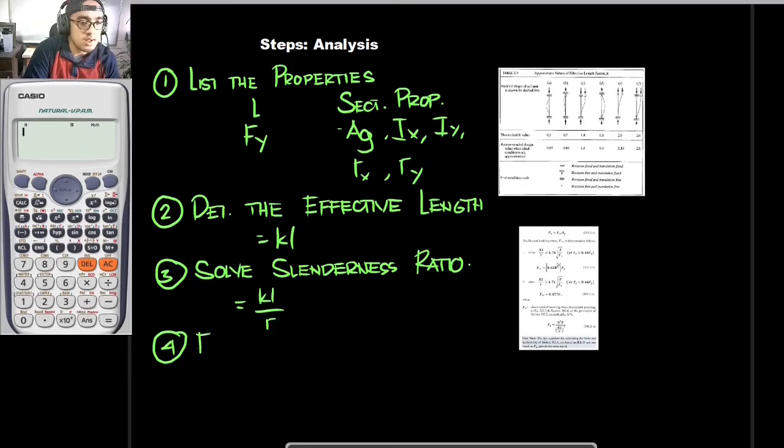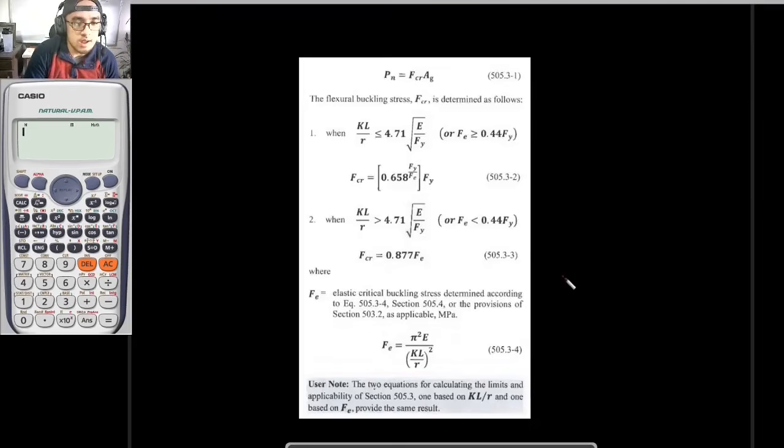stress. So, elastic critical stress. And how can we solve for that elastic critical stress right there? It would be this certain formula right here. So, this is it. And if you can see here, your elastic critical buckling stress is equal to pi squared E over slenderness ratio squared.